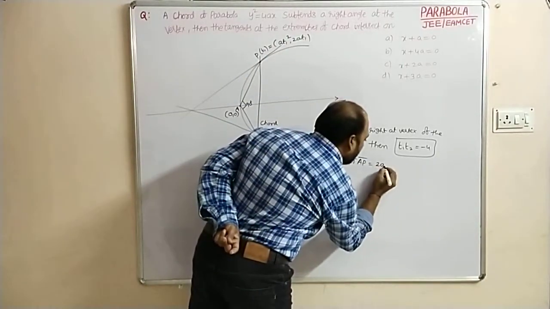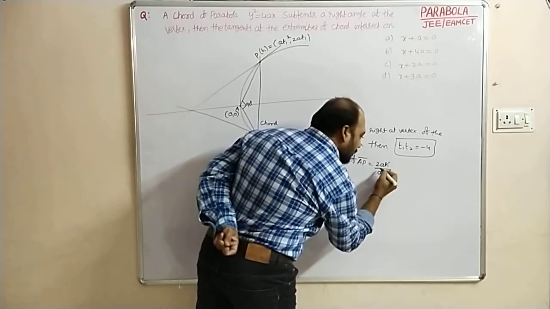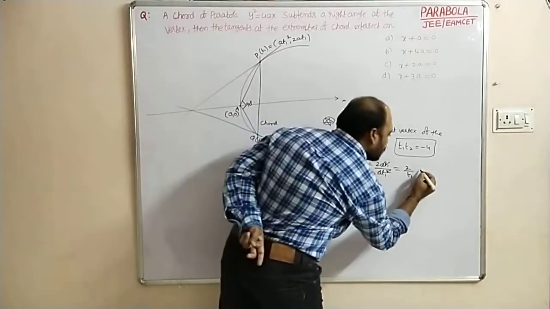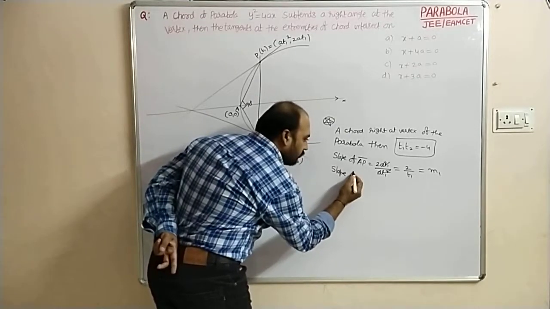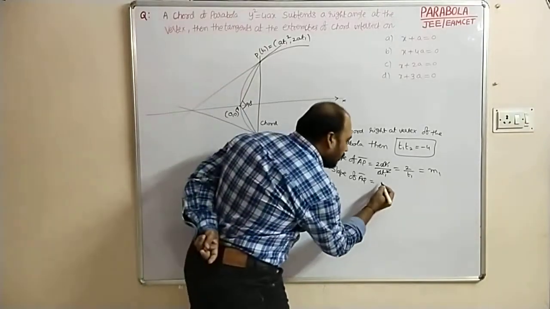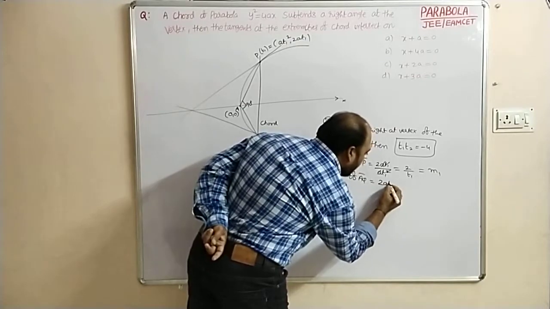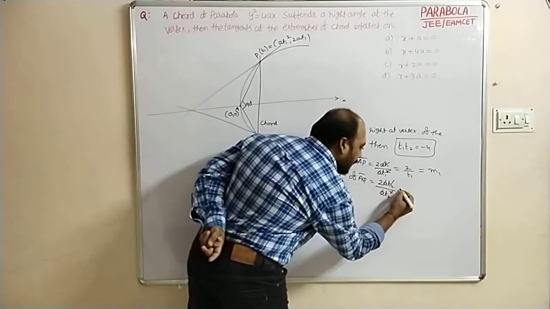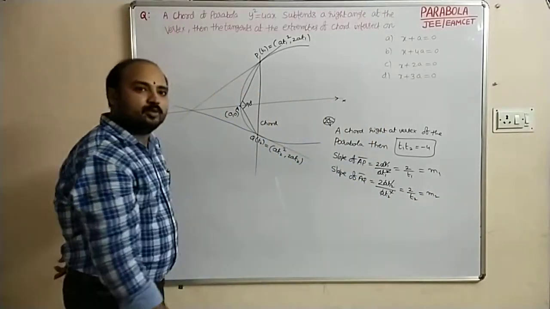So 2at1 divided by at1 square. So one of the t1, a get cancelled, 2 by t1. This I am assuming is m1, the slope of AP. For AQ, here also the same procedure, y2 minus y1 by x2 minus x1. So you will get 2at2 divided by a t2 square. t2 gets cancelled, a gets cancelled, 2 by t2. Slope of the second one, m2.